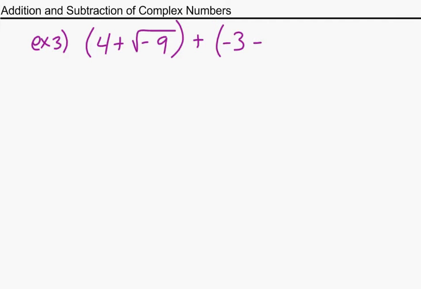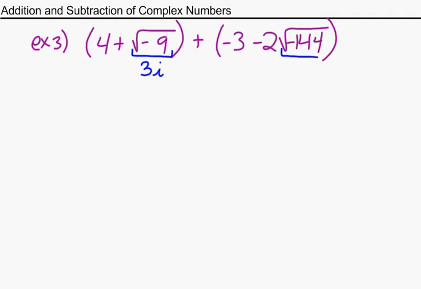The only thing that can happen to make these more complicated is if I have something like example 3, where I have 4 plus the square root of negative 9, plus negative 3 minus 2 square root of negative 144. In this case, I have to do a little bit of simplifying before I can do the adding. I just have to realize that the square root of negative 9 is going to become 3i. The negative underneath becomes i, and the square root of 9 is 3.